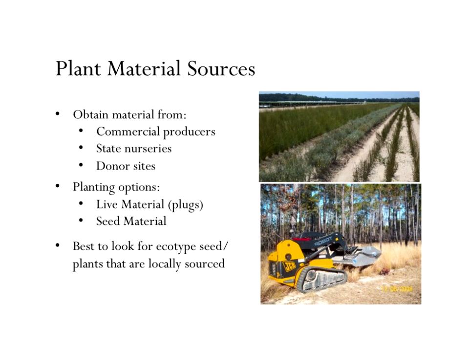For plant material sources, you can get material from a number of different sources. You could buy from commercial producers. You can buy from several state nurseries that are set up. You can also collect from donor sites. That's wild collected seed, where you're collecting from a site and then using that bulk seed back onto an adjacent site that is being restored.